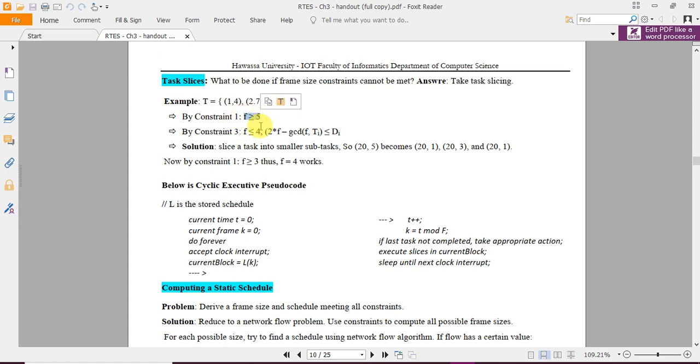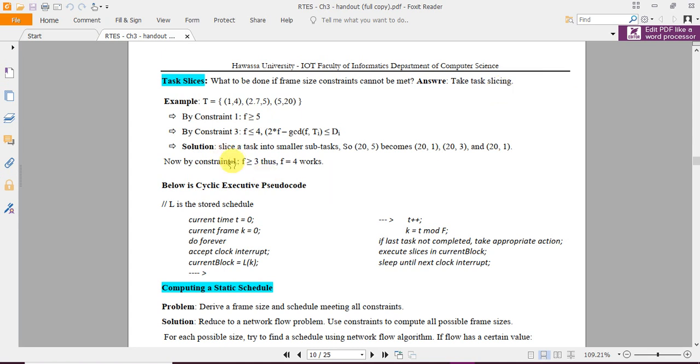So these do not overlap; they should overlap. There is no value that is greater than 5 and also less than 4. There is no value. So in this case, we are subjected to take task slicing.